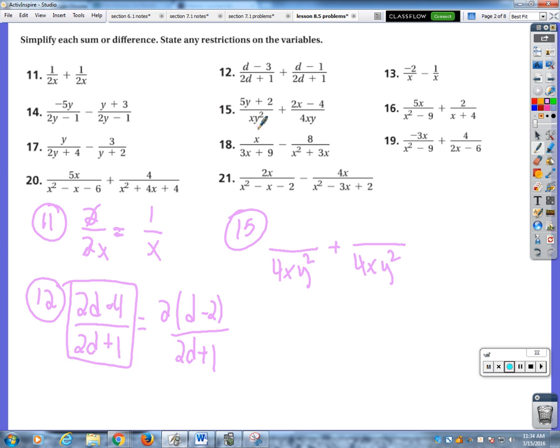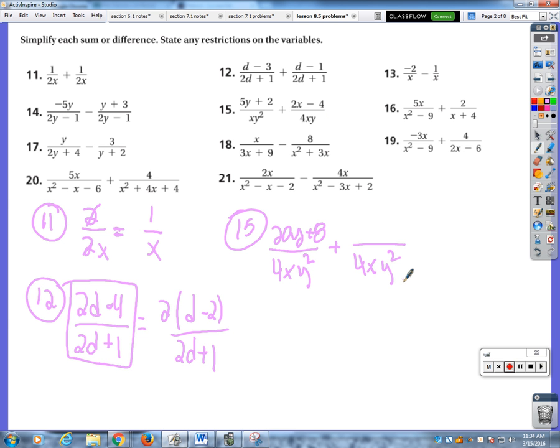It was just plain old xy squared. What did I multiply this by to get this? 4. So I have to multiply the top by 4 also. Okay? So 4 times 5y plus 2 is 20y plus 8. This was 4xy. Now it's 4xy squared. What did I multiply 4xy by to get 4xy squared? It already had an x and a y, so all I multiplied it by was y. Because 4xy times y gives me 4xy squared.